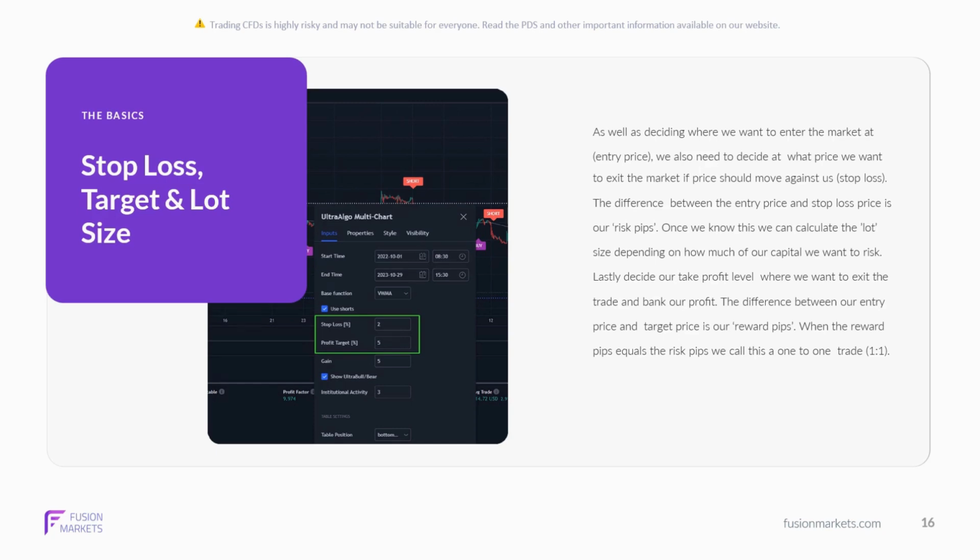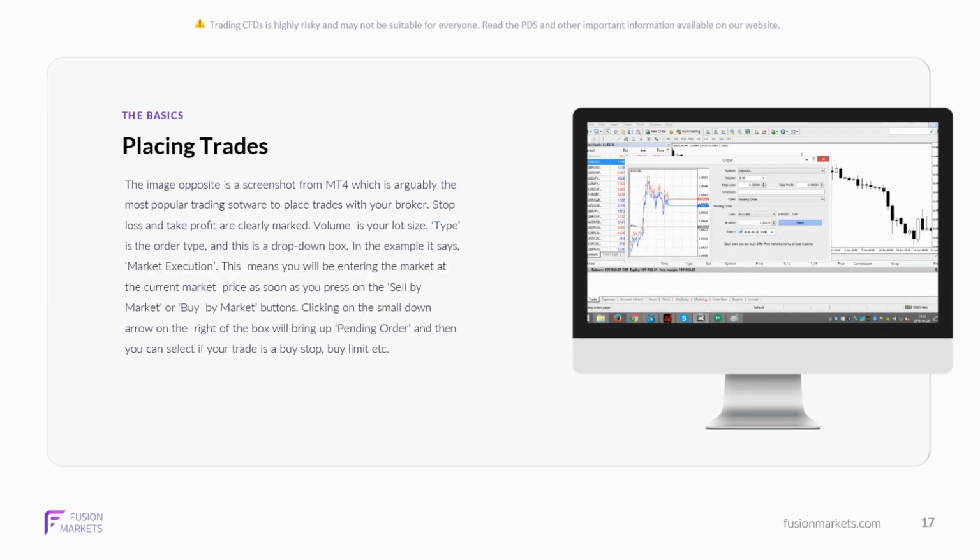So we need to let the broker know if the market moves in the direction we're trading at this point or at this price, this is where we want to take our profit and close the trade and job done. And the difference between our entry price and our target price is called our reward pips. And just a little bit of info, when our reward pips is equal to our risk pips, we call this a 1-to-1 trade.